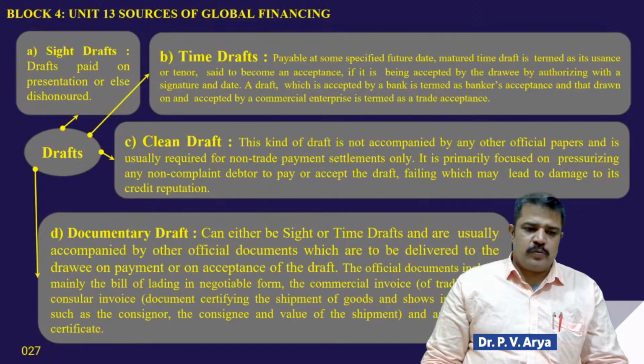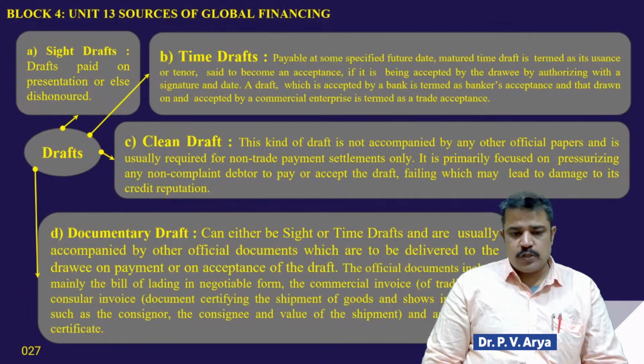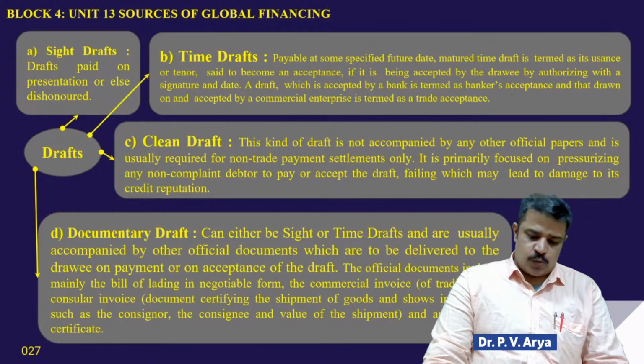And the last one is documentary draft. It can either be a sight or time draft and is usually accompanied by other official documents which are to be delivered to the drawee on payment or on acceptance of the draft. The official documents include mainly the bill of lading in negotiable form, the commercial invoice, consular invoice, documents certifying the shipment of goods and showing information such as consignor, the consignee, and value of shipment, and an insurance certificate as well.